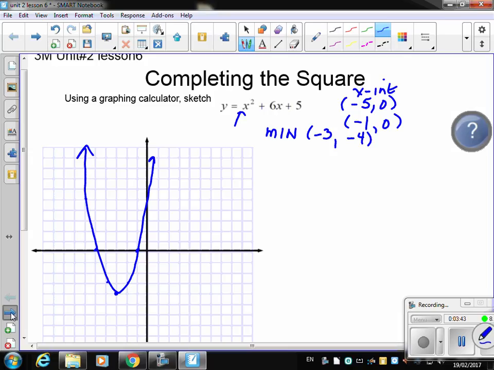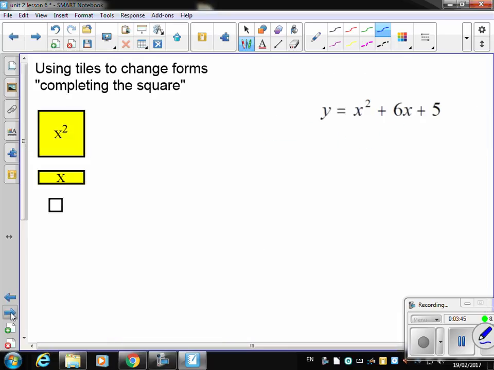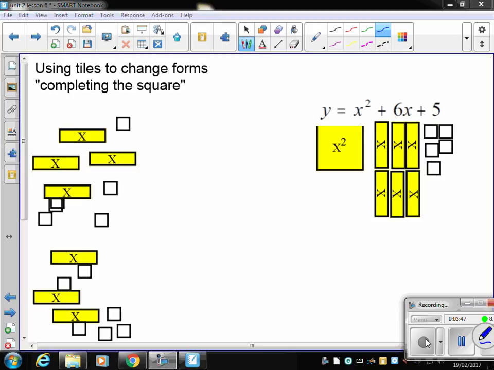Second question. We're going to show you a visual, first of all, of how we can change forms or write it in a different way. So if I have y equals x squared plus 6x plus 5, I could draw it as a picture with these algebra tiles. The big x squared, the x's, and the 1's.